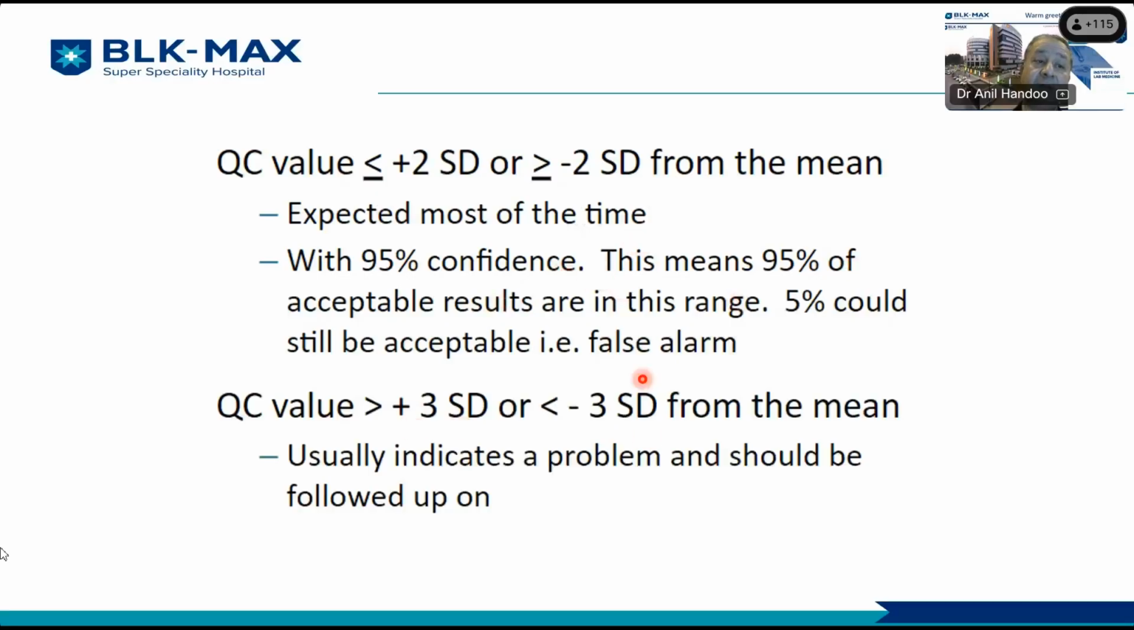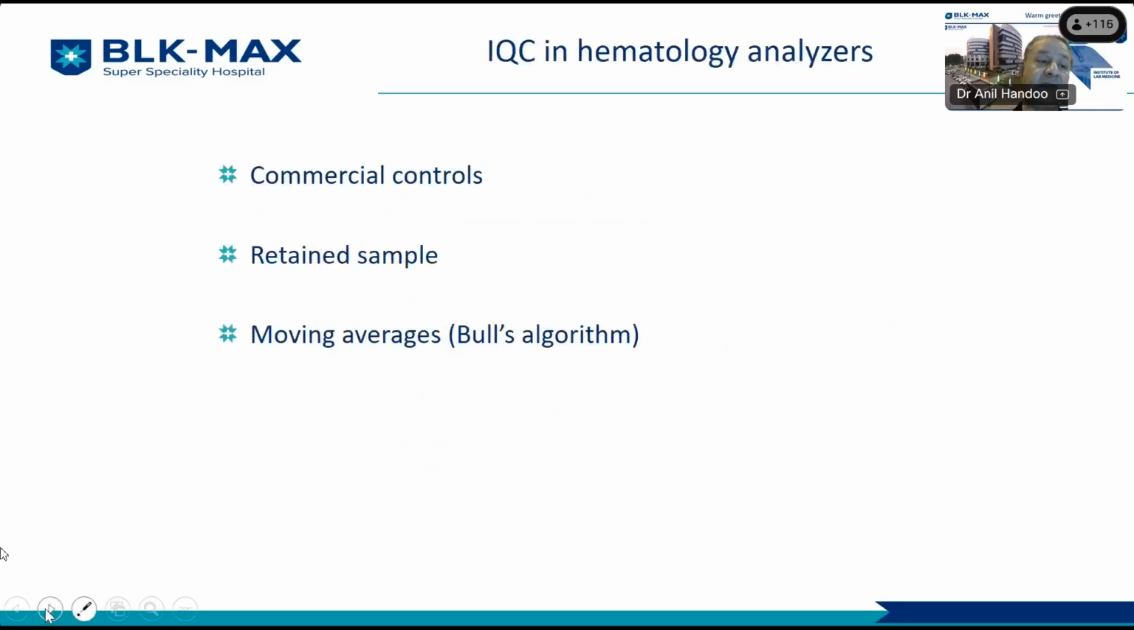But remember, anything beyond 3SD is always very, very dangerous. So what can you do? You can use commercial controls, which most of us use in our laboratories today, because it's easier to handle commercial controls than to make your own controls. You can also do what is called retained sample testing. That means a sample which had been tested previously in the previous run, you keep it in the refrigerator, and then later on you retest the sample.